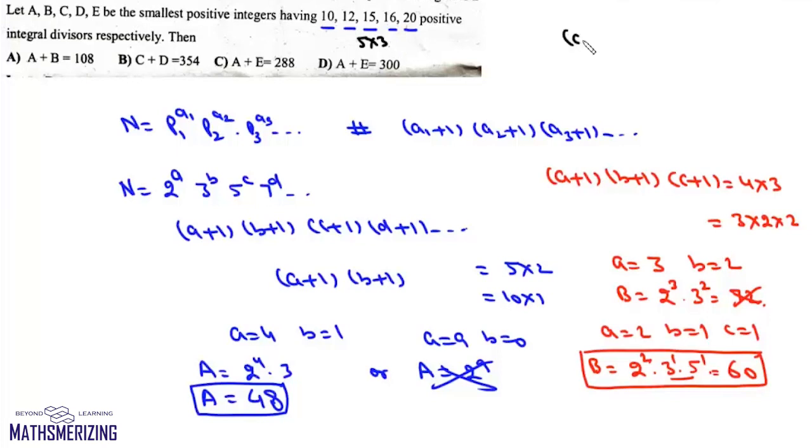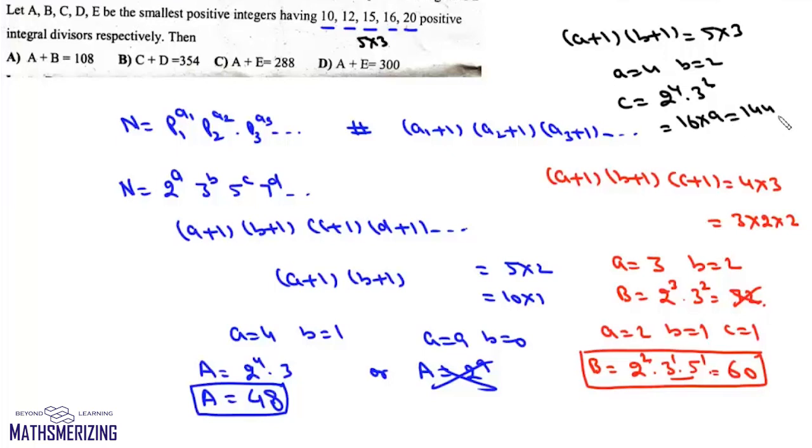So it'll be simply (A plus 1) into (B plus 1) equals 5 into 3. So A is 4 and B is 2. So this C will be 2 to the power 4 into 3 square, which is 16 into 9, and that is 144. So value of C is 144. Now for this D, we have this 16.